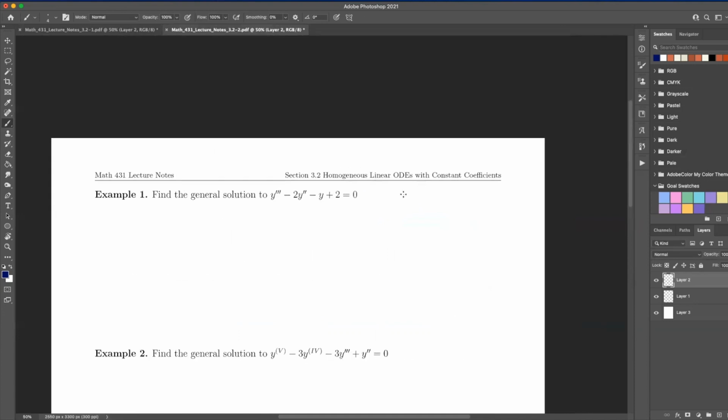All right, so let's look at this thing. Find the general solution. So step one, we're going to write the characteristic equation. In this case, it'll be lambda cubed minus 2 lambda squared minus lambda plus 2 equal to 0. Step two, solve for lambda. So we're going to solve for the lambdas.